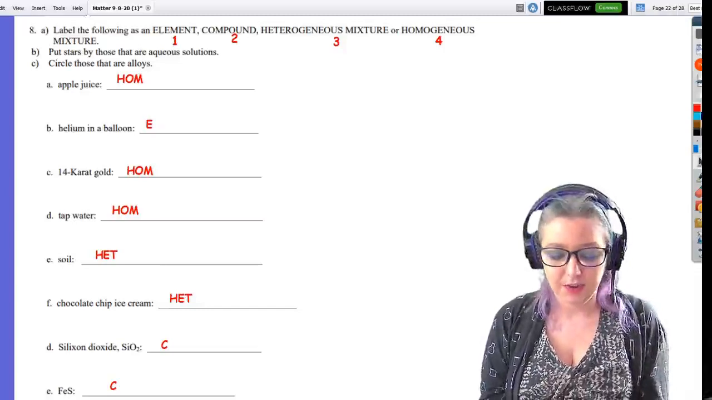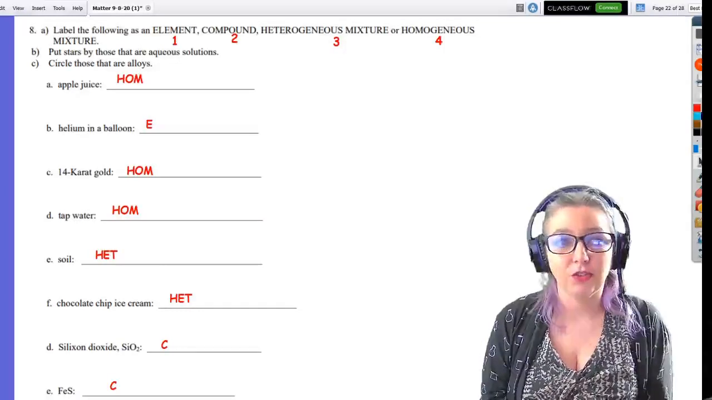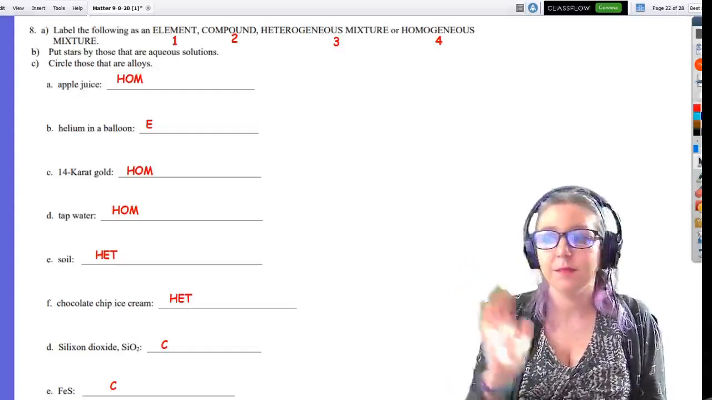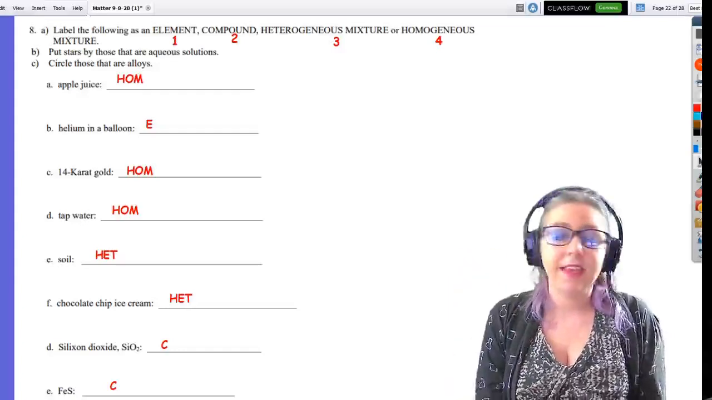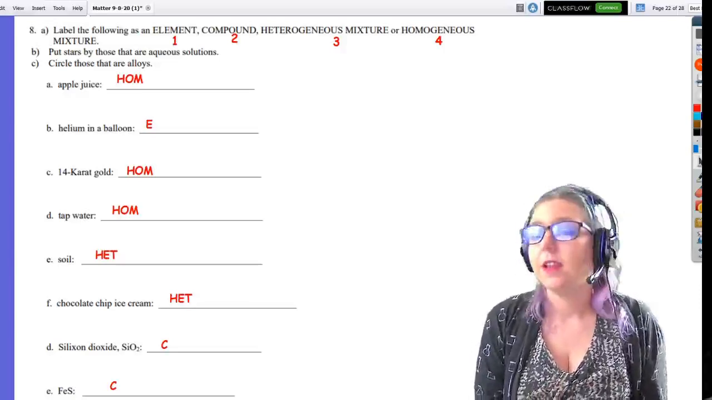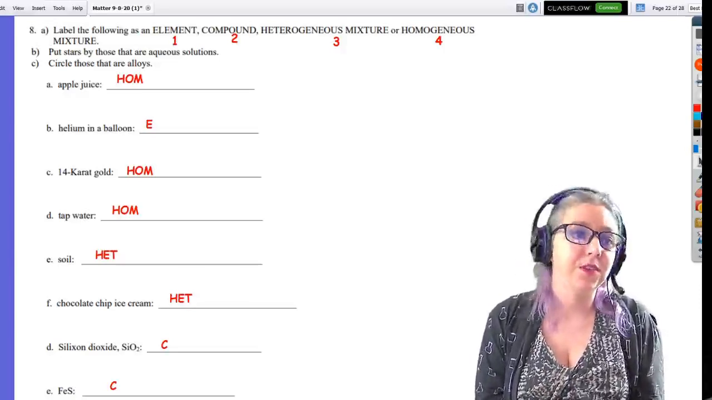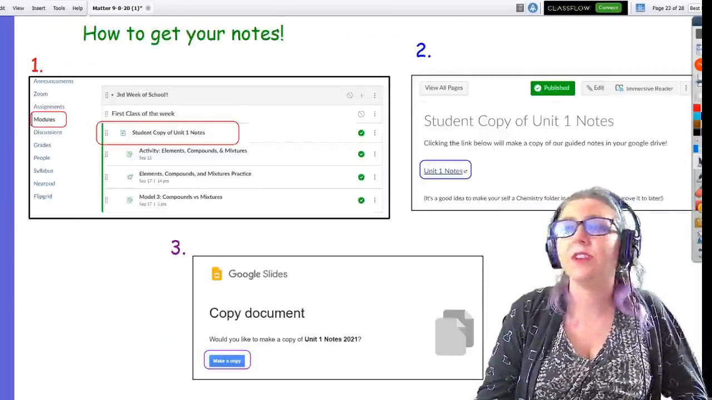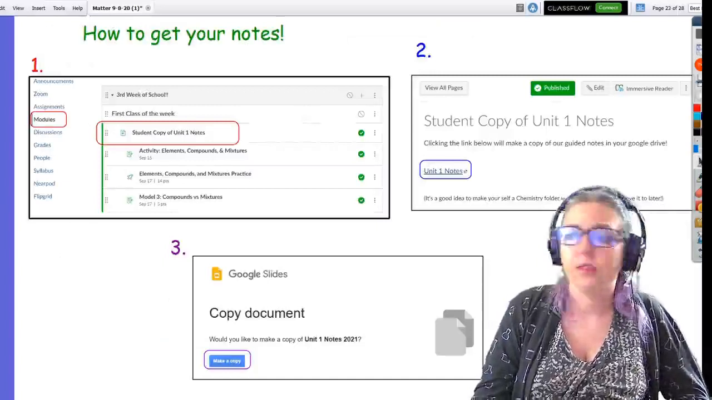Silicon dioxide, or SiO2, that is a compound. I've got more than one capital letter there. And then FeS is also a compound. I've got more than one capital letter. There's no spaces, so it is a pure compound. After we went over these, we started our new notes.